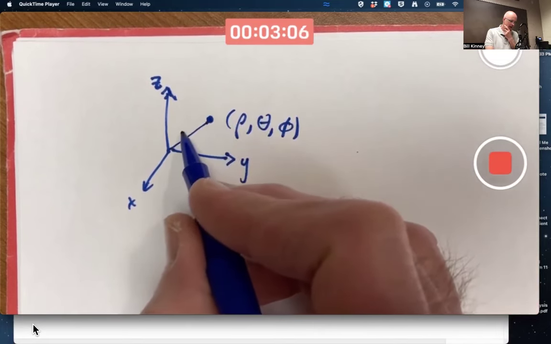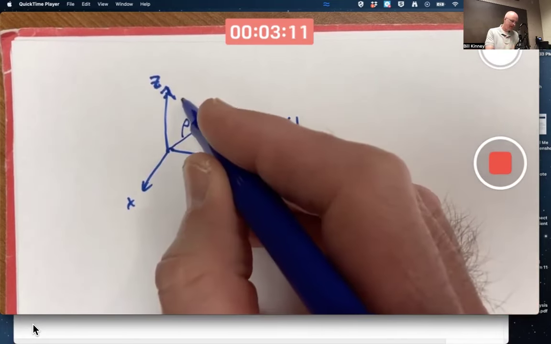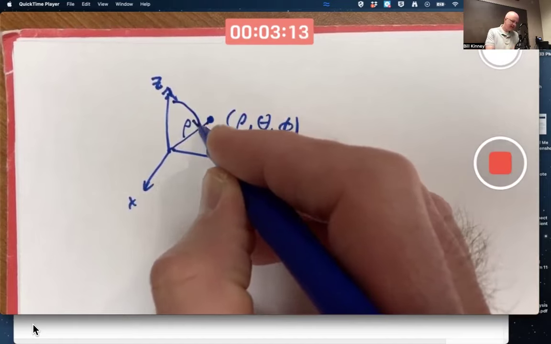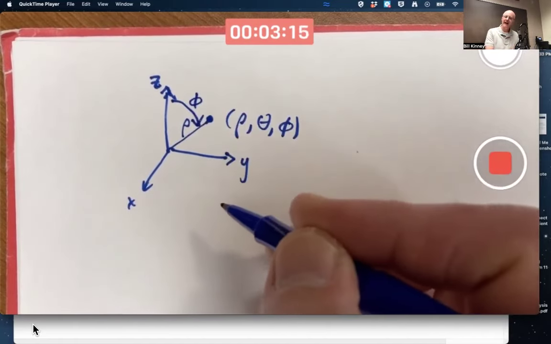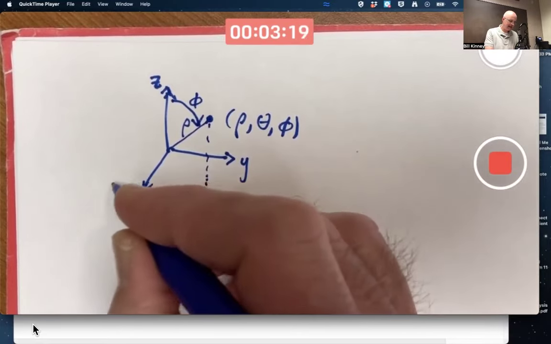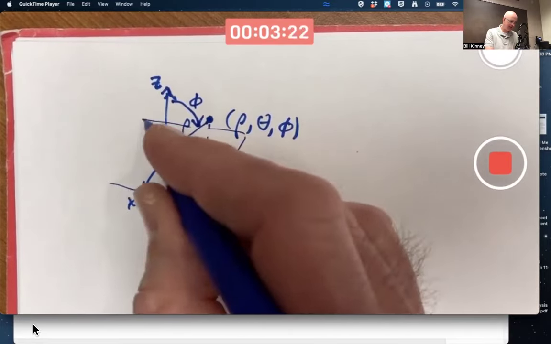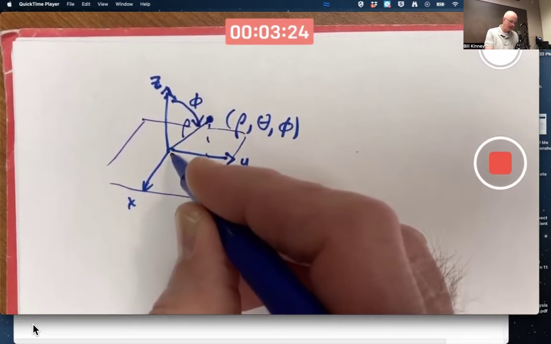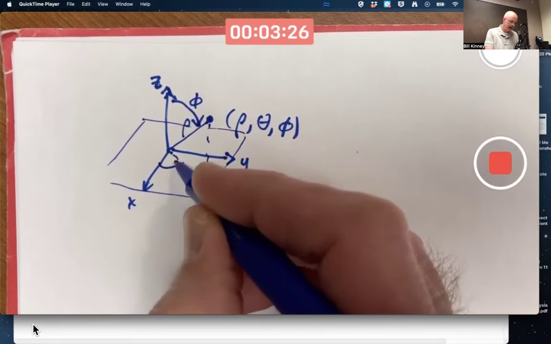Rho is the distance to the origin. Phi is the angle downward from the positive z-axis. And theta is the angle I'd get if I projected this onto the xy plane. It's this angle right there.